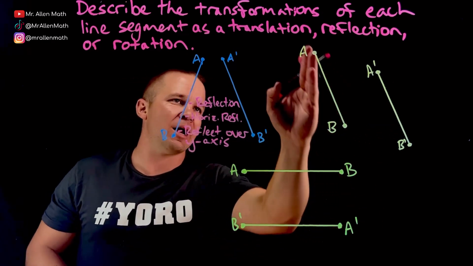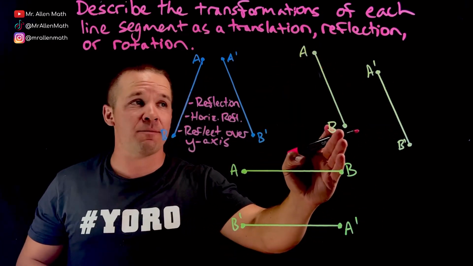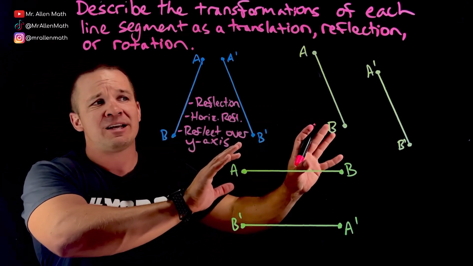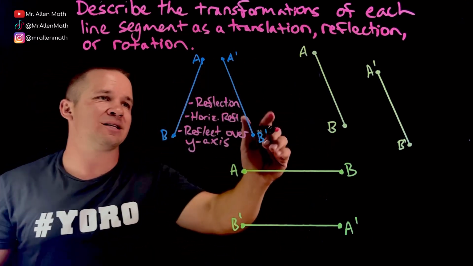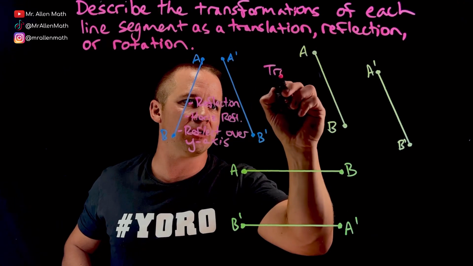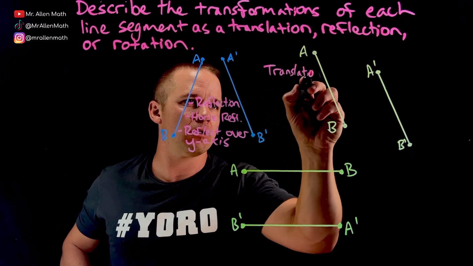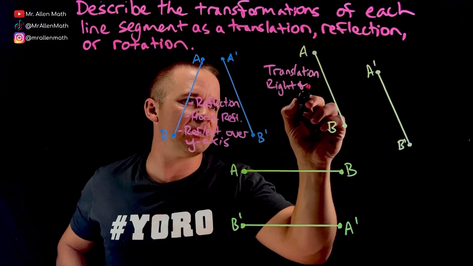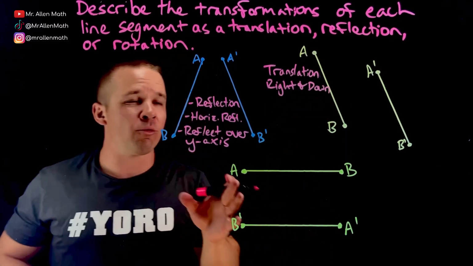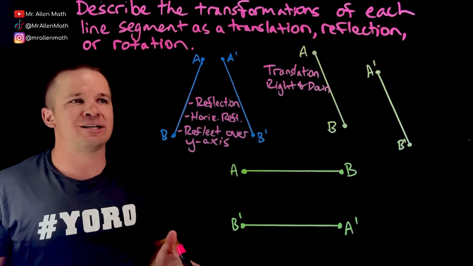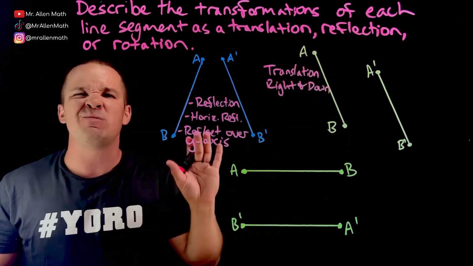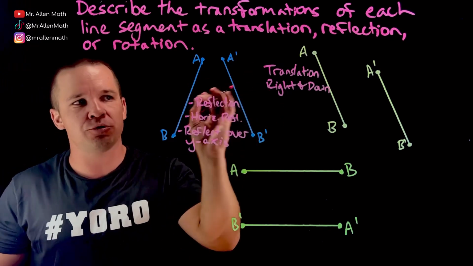Next one here. We got segment AB, and we got A prime, B prime. What's happening here? Looks like it's moving to the right and down. So that would be a translation for this one. So translation. We could even say right and down. We don't really know by how many units, so we can't say like right 5 and down 2, whatever. But if it were on a graph, then you can start putting some numbers to these things. But for now, I think translation would be just fine for this one.